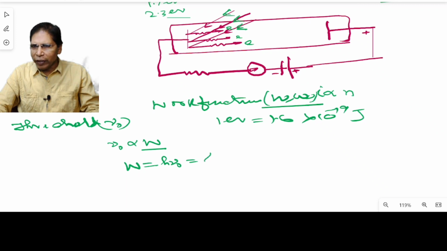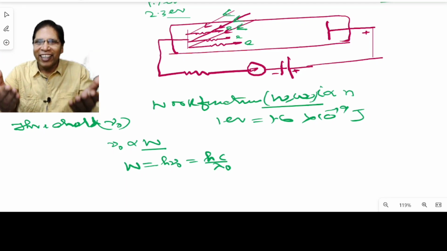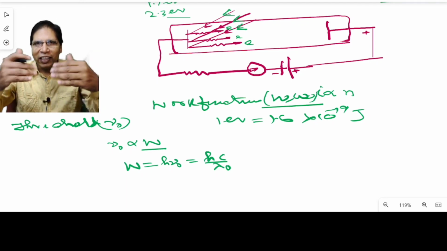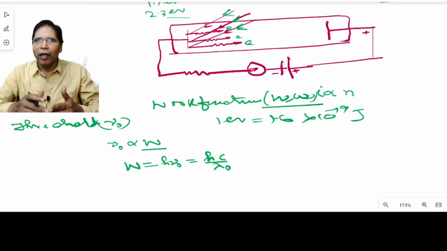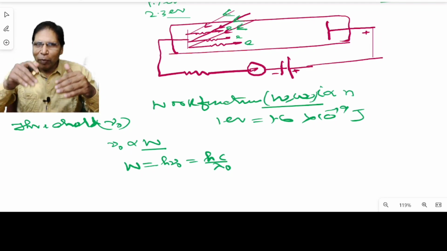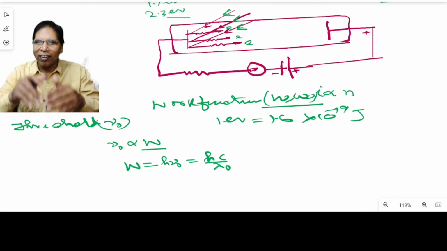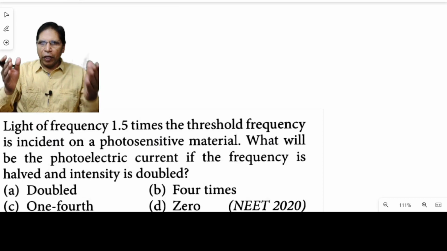Now, nu naught equals c by lambda, therefore this is hc by lambda naught, where lambda naught is called threshold wavelength. What is threshold wavelength? The maximum wavelength of radiation by which emission of electrons takes place is called threshold wavelength. Okay, now a numerical relating to threshold frequency.